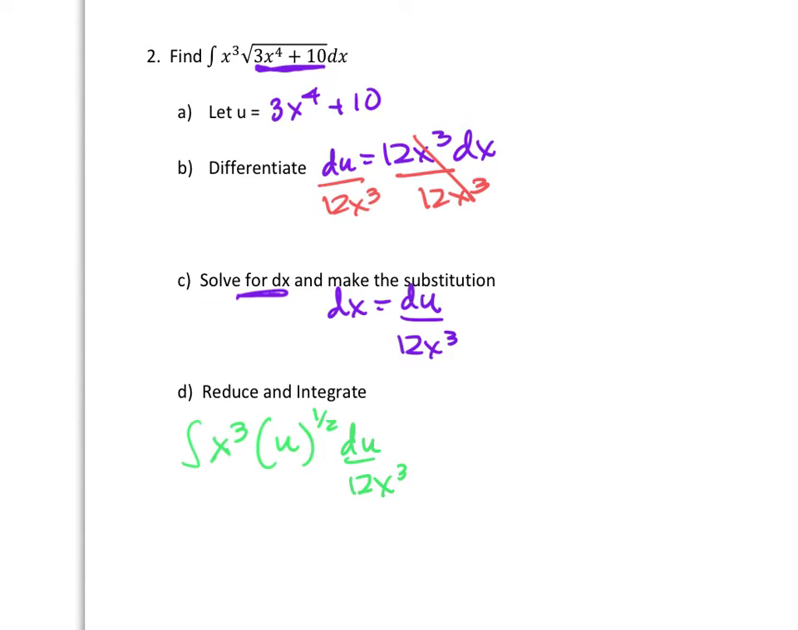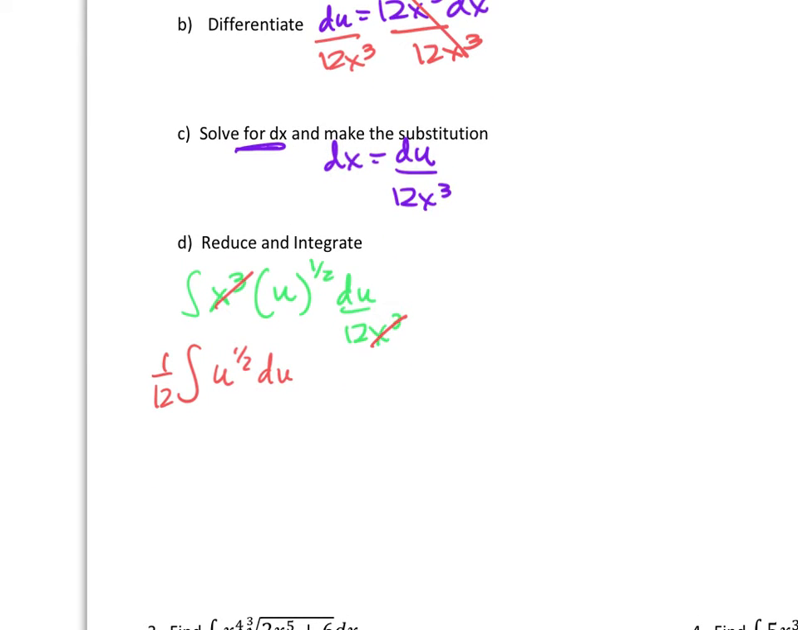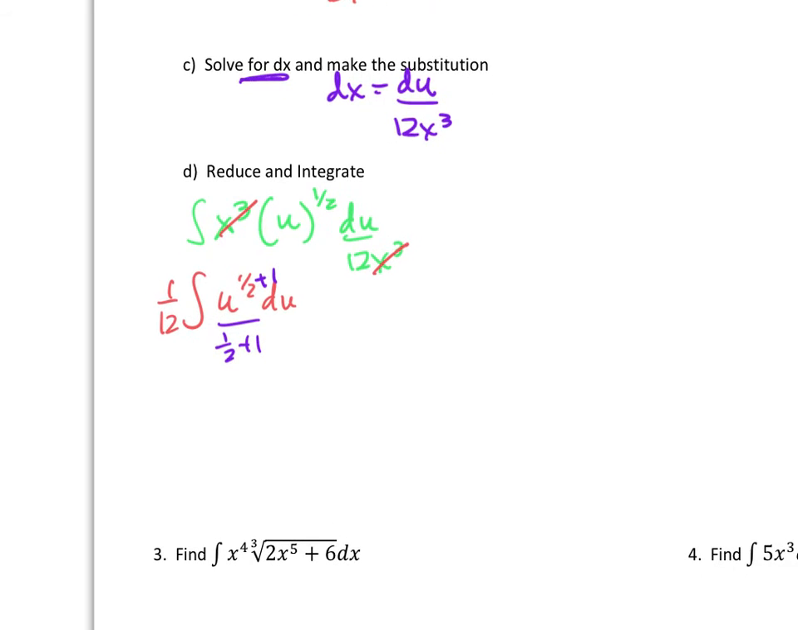Now here's exactly what we want to have happen. The x cubes go to 1, and we are left with, I'm going to put the 1/12 in front, u to the 1/2 du. Now we know how to do this with the power rule. So we would have adding our 1, dividing by the 1/2 plus 1. So we would have 1/12 u to the 3/2 over 3/2. And the way this simplifies between the 1/12 and the 3 over 2, oh, let's not forget our plus c.